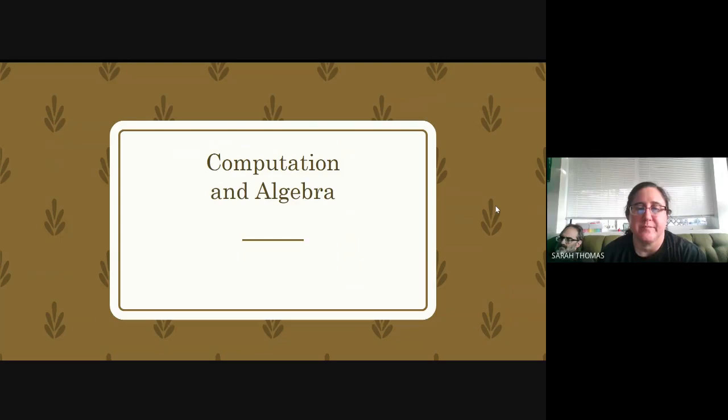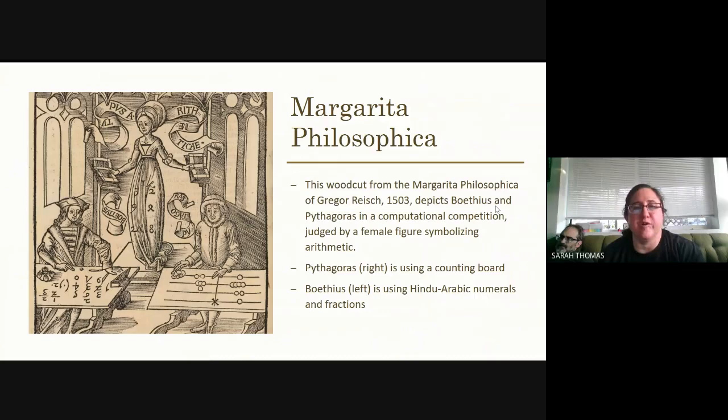All right, let's move on to computation and algebra. Let's look at what you could do with these numbers. This illustration that started us off is from Margarita Philosophica. It's a woodcut. You'll see in the illustration there's Boethius and Pythagoras, identified by the ribbons next to them. Boethius is on the left, Pythagoras is on the right. Clearly Pythagoras is not dressed like an ancient Greek, but we won't go there.